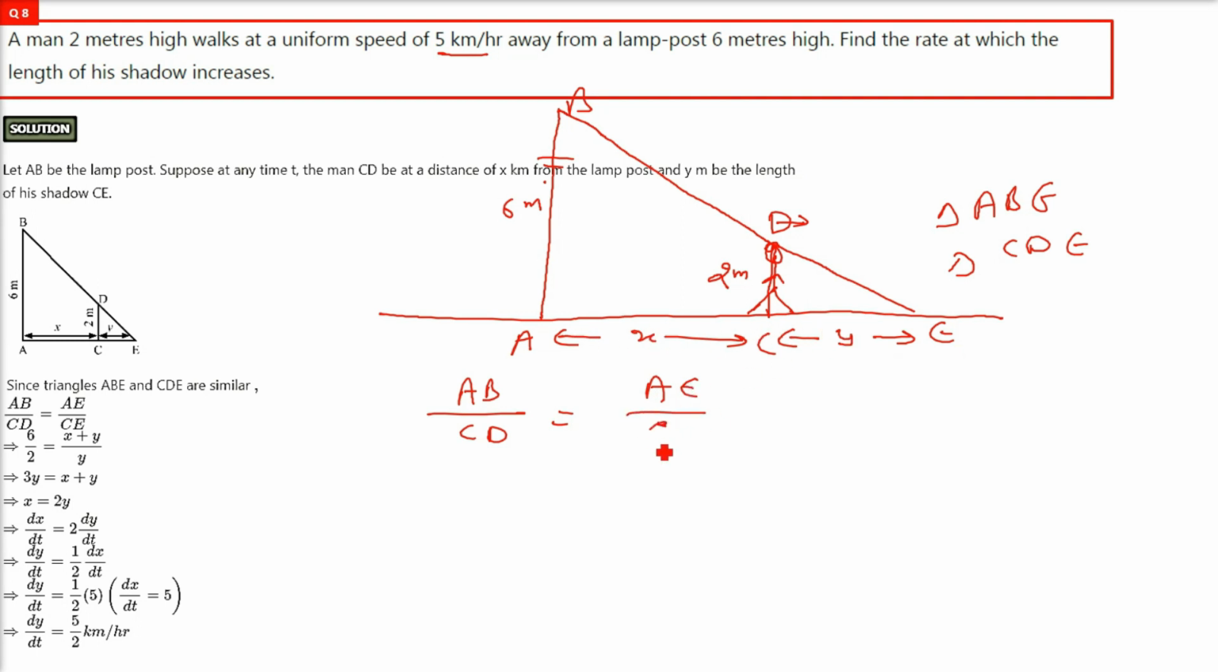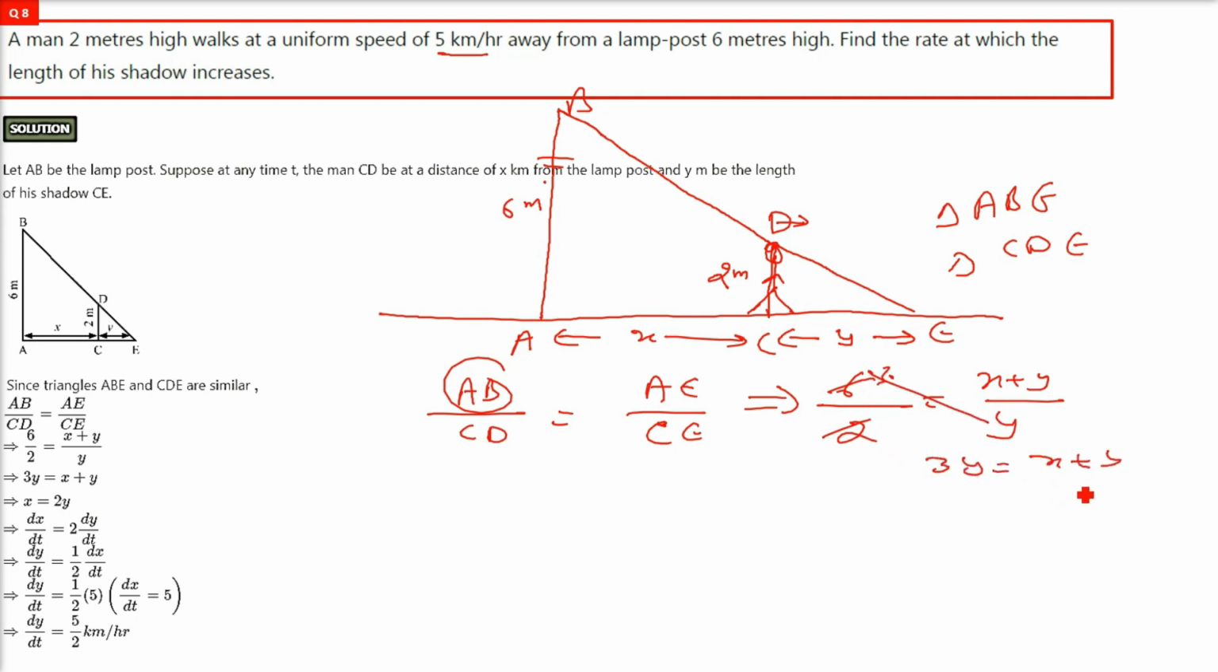Now we just have to replace the things which are given in this question. AB is 6, CD is 2, AE is x plus y, CE is y. Now this is 3, so 3y is going to be x plus y. Y comes on one side, it is going to be 2y equals x, or you can say x equals 2y. We are interested in dy by dt. Remember, the rate at which the length of his shadow increases. So we are interested in dy by dt.